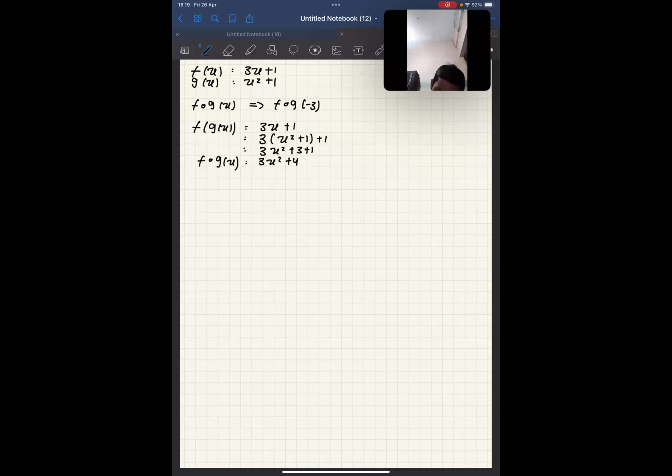Now we're finding f of g minus 3. We're just gonna insert the x with minus 3. So 3 multiplied by minus 3 squared plus 4. So this is 3 multiplied by 9 plus 4, 27 plus 4 equal to 31.